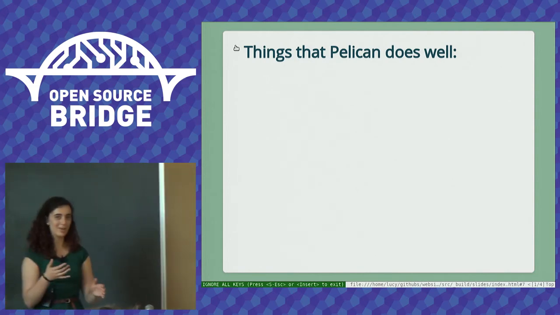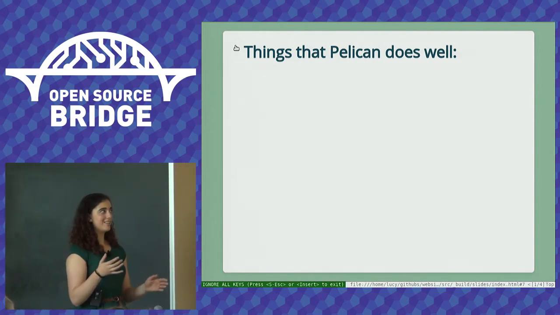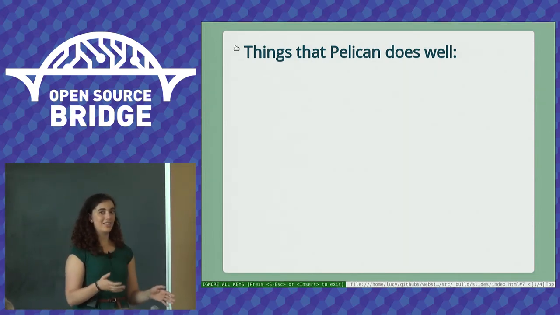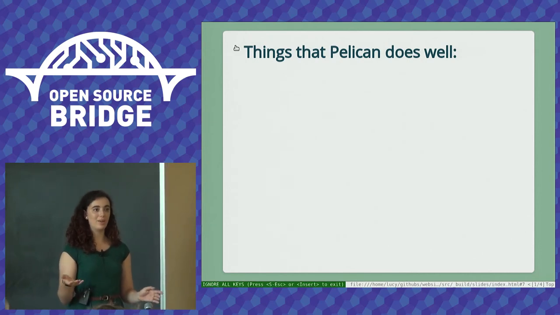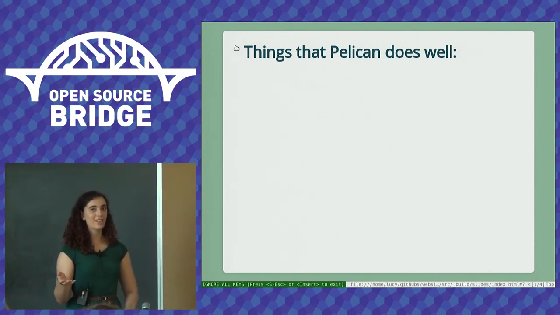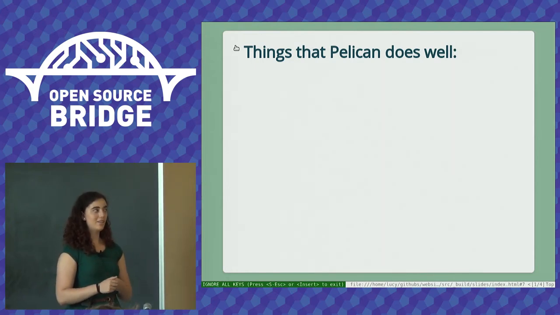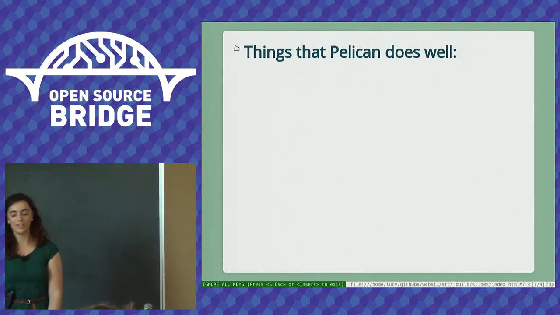I guess to summarize, Pelican gives you more freedom as a developer and particularly as a front-end developer. It's easier to make a theme, I found, easier to configure, easier to customize, and just a little bit more powerful as a static site generator.